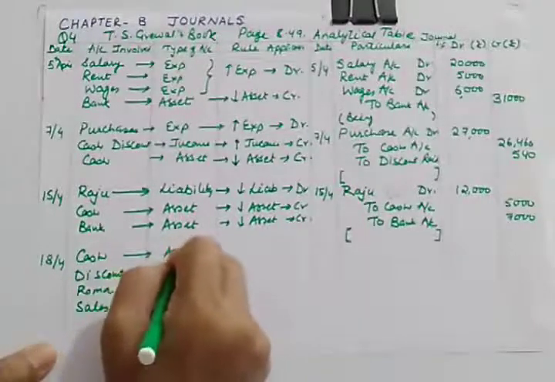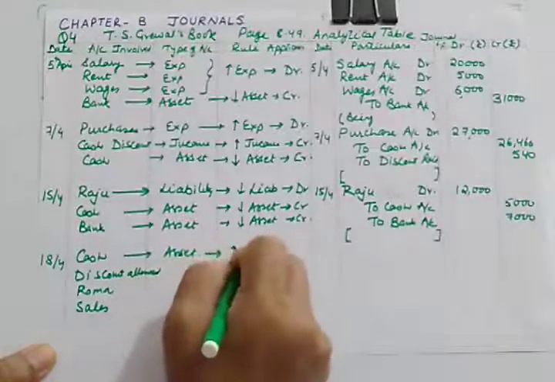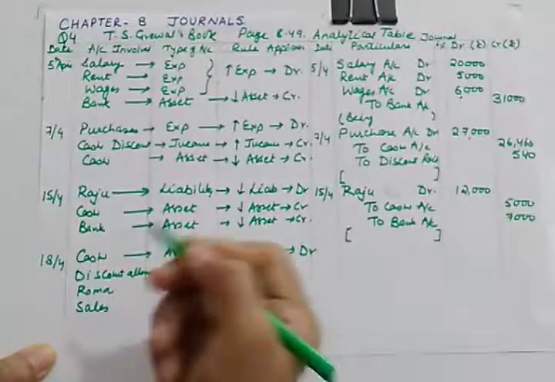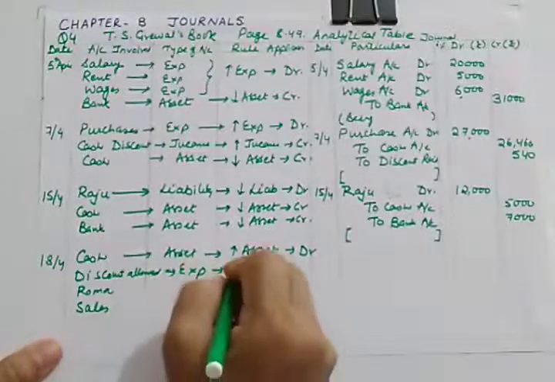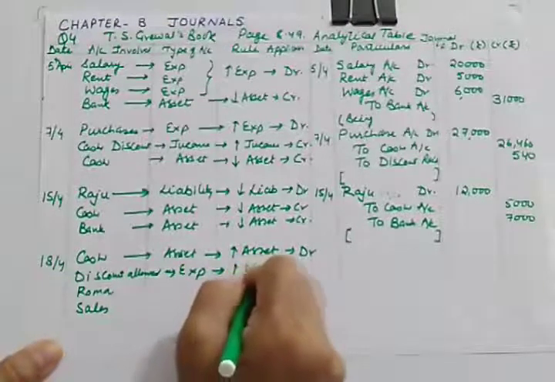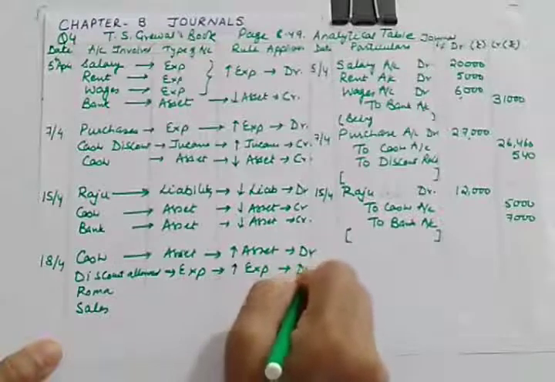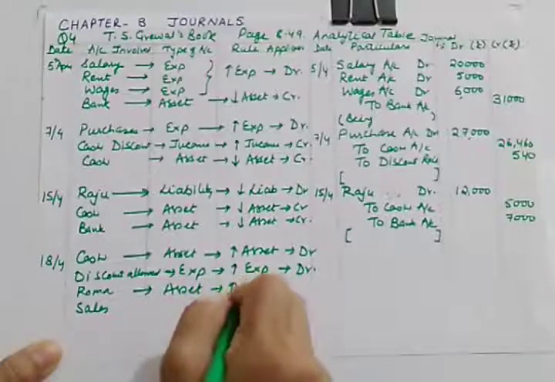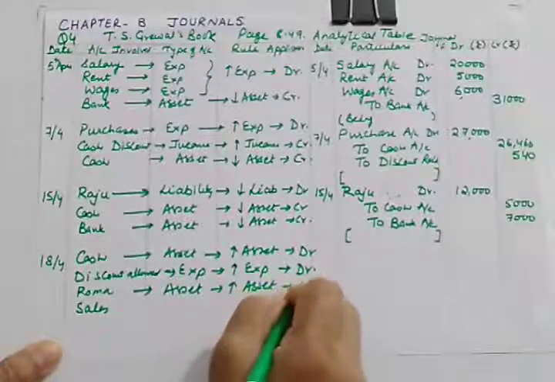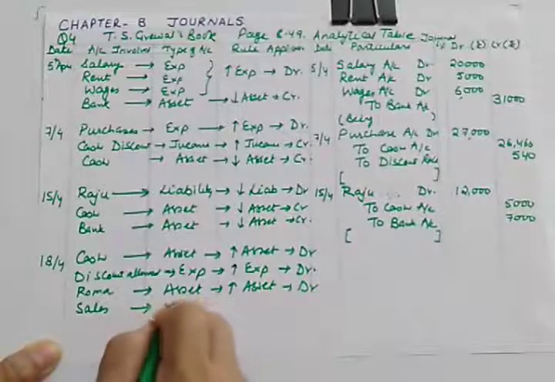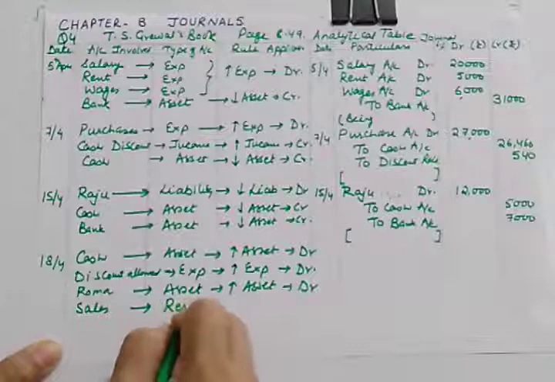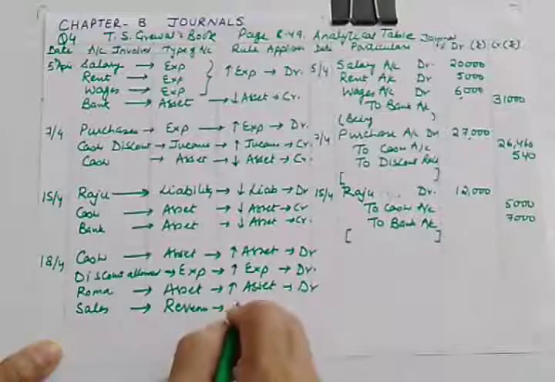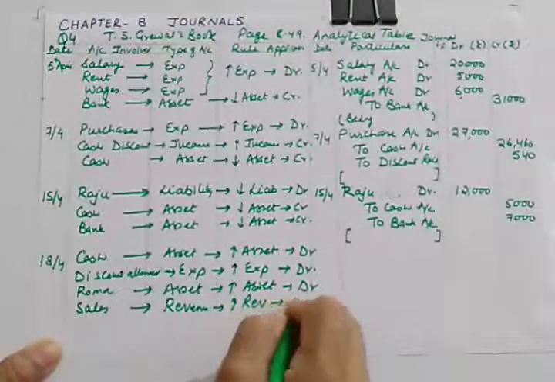Nature of cash, it's an asset. Increase in asset is to be debited. Discount allowed is your expense because we are ready to accept the less money. So increase in expense has to be debited. Roma is your asset. Increase in asset, again it is to be debited. And sale is your income or revenue. Revenue is a better word because revenue includes a part of, say, income or profit. So increase in revenue is credited.